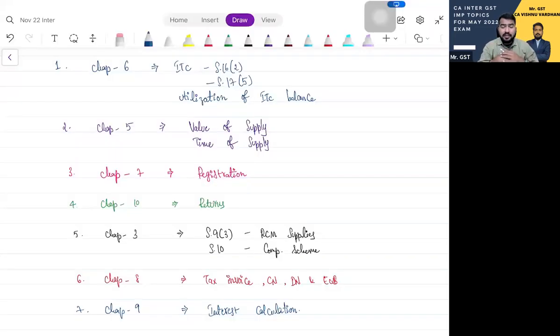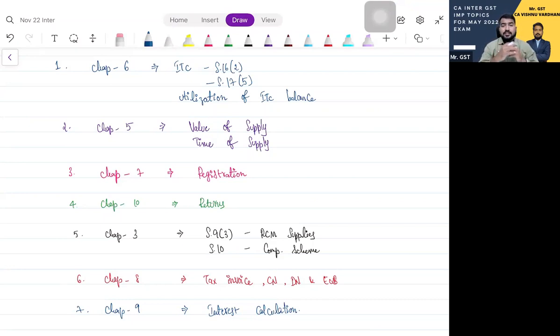If you see the exam pattern, my dear friends, GST is for 40 marks. The first question is a compulsory 8-mark question. If you look at the trend, in every attempt the 8-mark question is from the ITC topic, input tax credit, and not alone input tax credit. Nowadays they are asking input tax credit, value of supply, and time of supply together, combined in an 8-mark question.